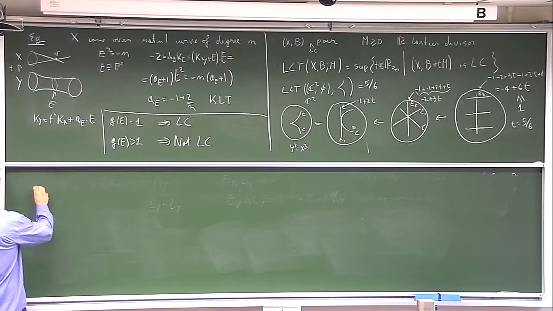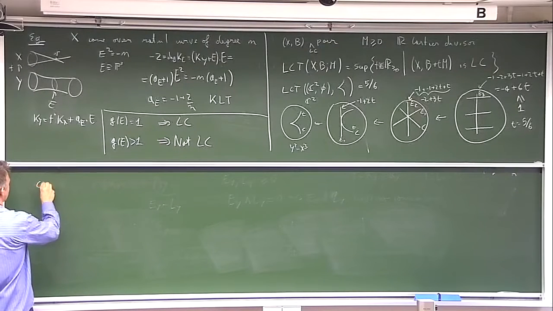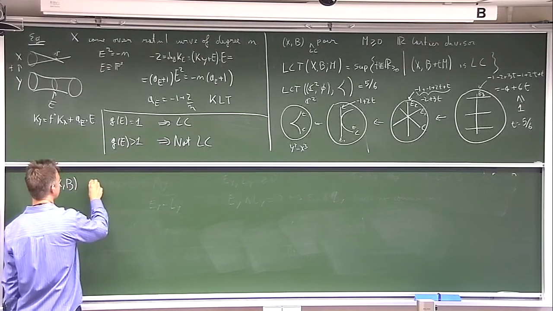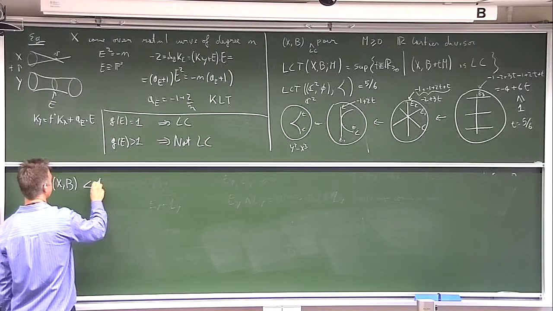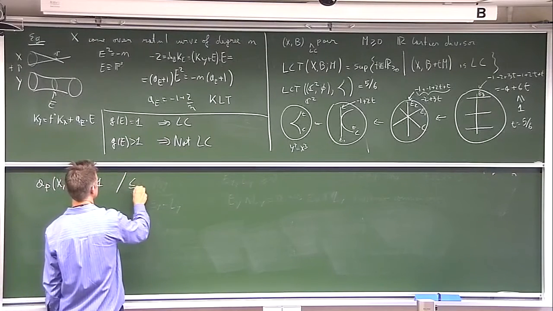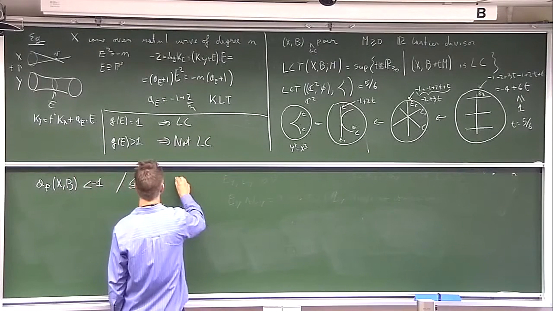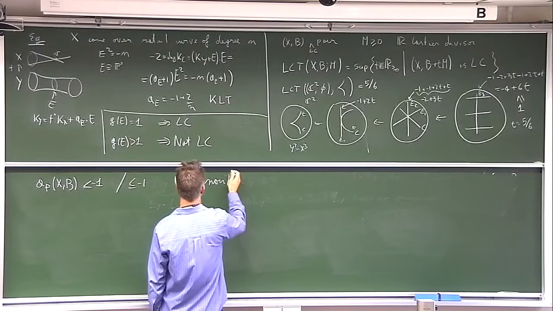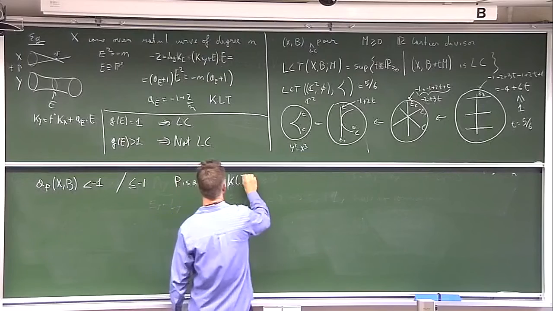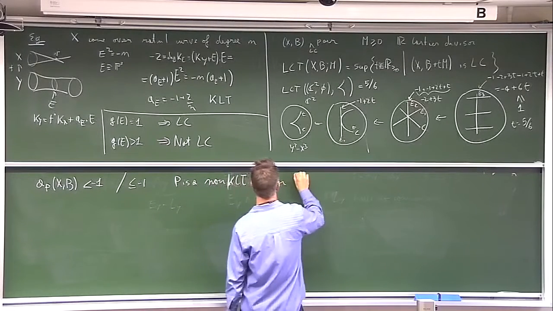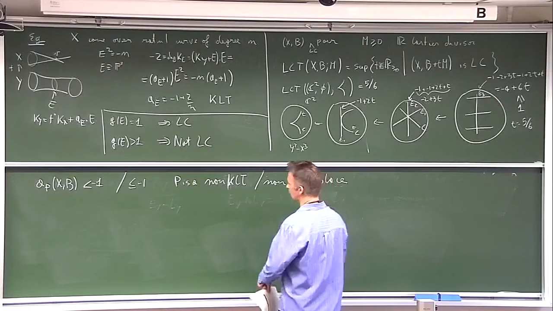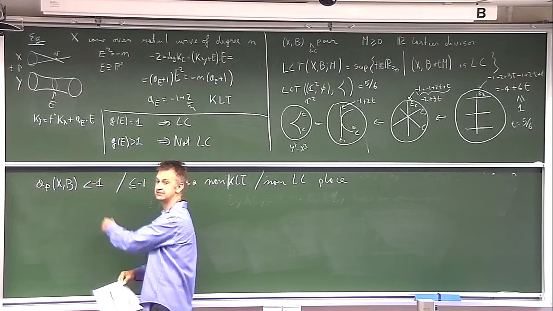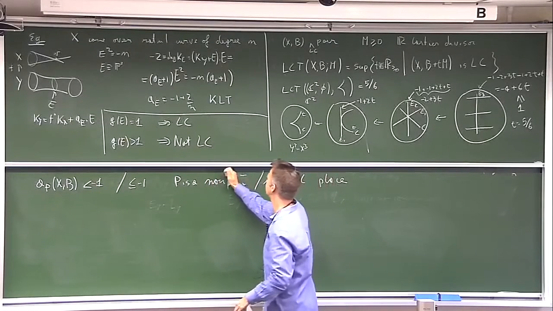So suppose that we have a divisor, let's call it AP, of XB, for which the discrepancy is less than -1, respectively less than or equal to -1. Then we say that P is a non-log KLT, respectively non-log canonical place. So it's a divisor where the condition of being log canonical or the condition of being KLT is being violated, and I switched them. I knew I was going to do it.